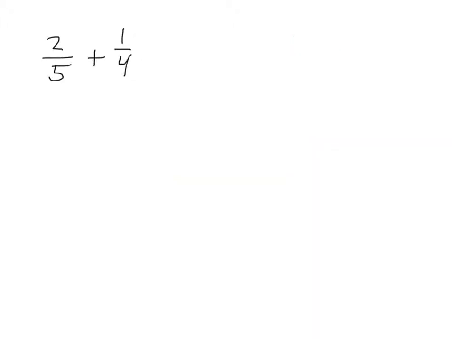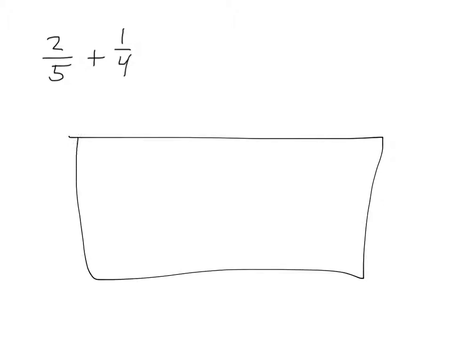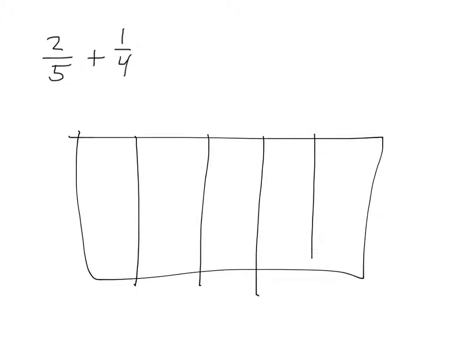Let's look at another. If I have 2/5 plus 1/4, I'm going to start it the same way. I'm going to draw one rectangle. Then I will split it into fifths vertically. It doesn't matter which you do for vertical and which you do horizontal. I do the larger denominator horizontally because it's easier for me with more space. I'm going to label across to 2/5.